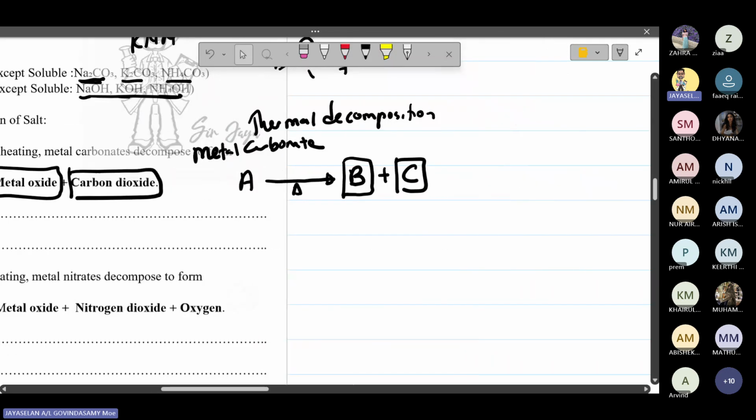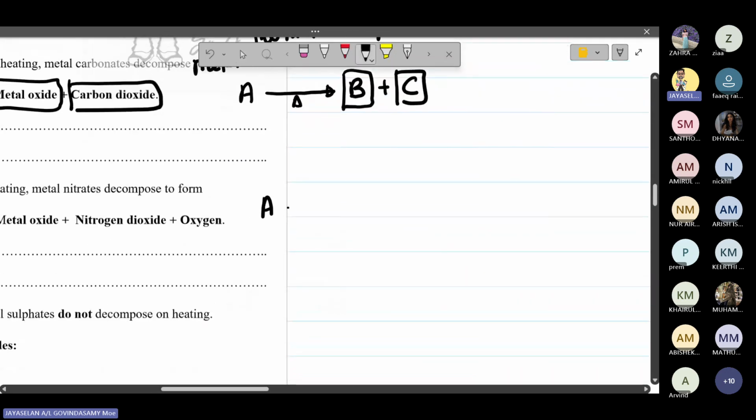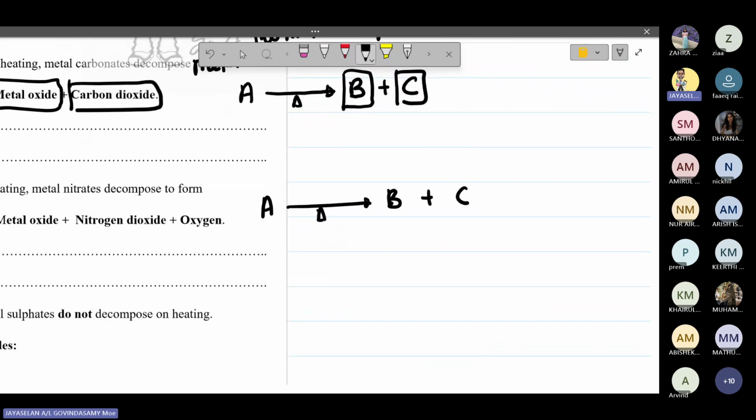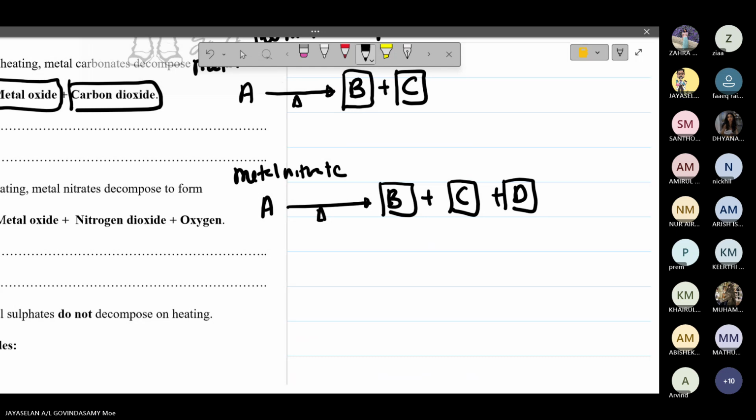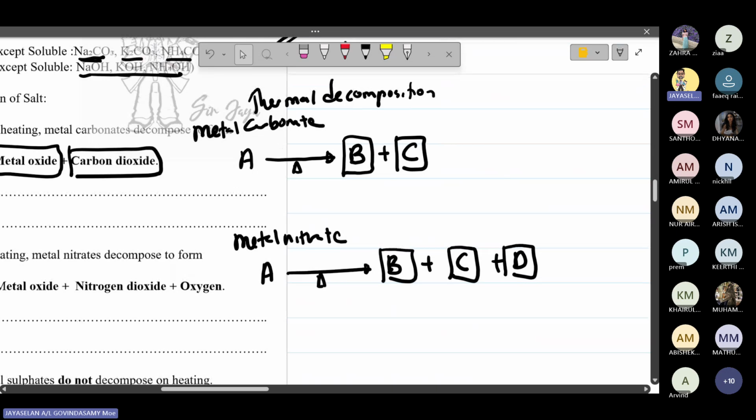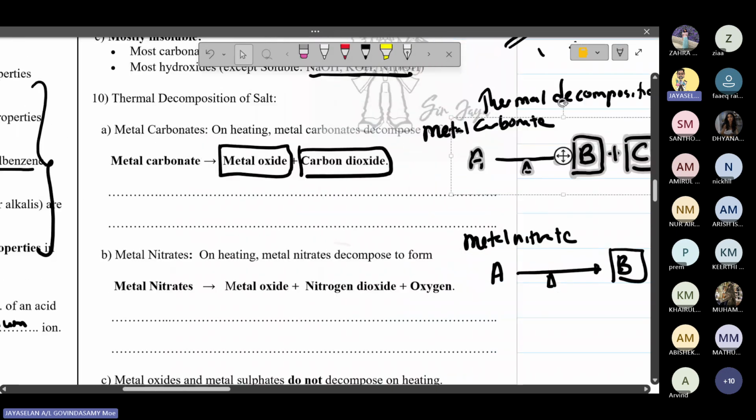And one more salt, kalau dia bagi A, it decomposes to give you B, C, and D. Tiga produk. One, two, and three. If there are three products after the decomposition, this is called metal nitrate salt. Very easy. Any question? No question? Okay, and you must memorize this.